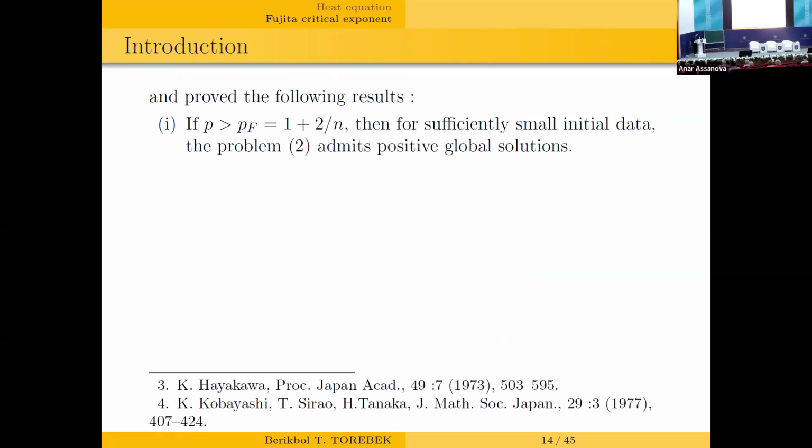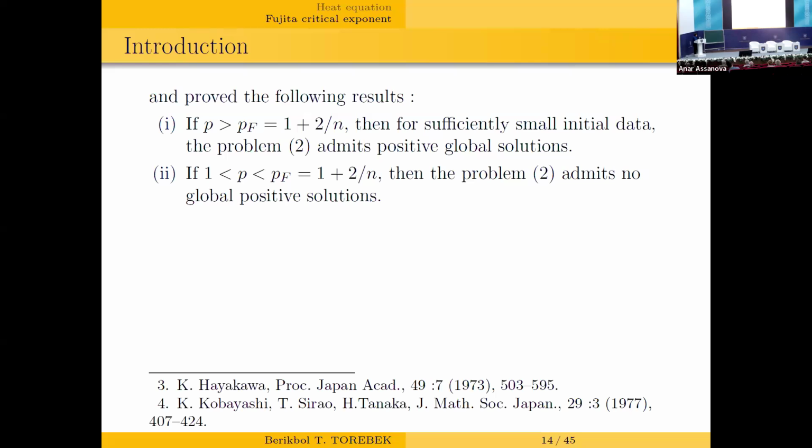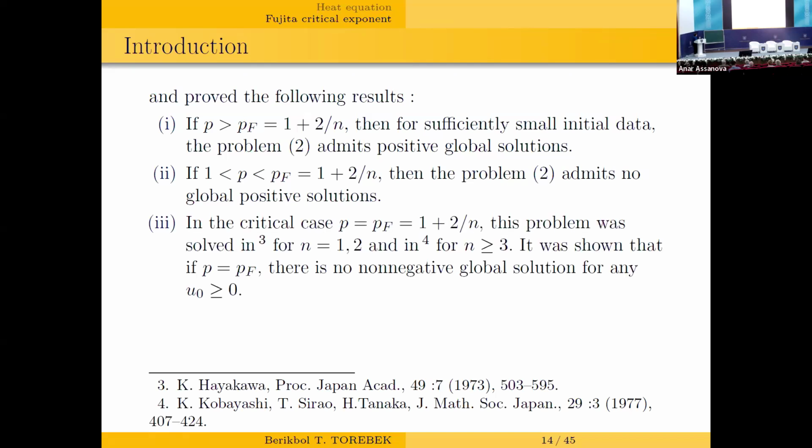If p, the power of u, is greater than 1 plus 2 divided by n, then for sufficiently small initial data, the problem admits a positive global solution. And if p is between 1 and 1 plus 2 divided by n, then the semilinear heat equation admits no global-in-time positive solution. It means that there arises a blow-up phenomenon. The solution cannot be continued up to infinity. And the critical case was left open in Fujita's paper.